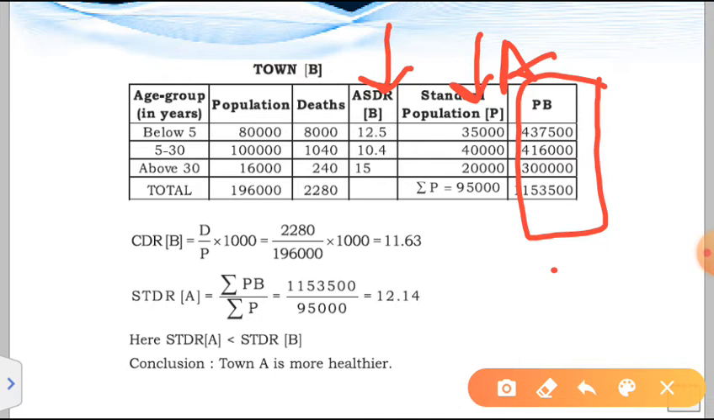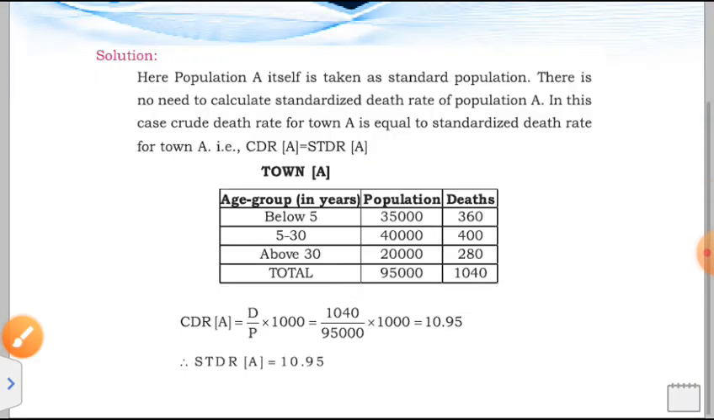Correct. So here we have calculated the CDR of A, and the STDR of B is summation of PB by summation of P. I think it's not correctly written over here. Actually what we are calculating is the STDR of B, because we are working on the B population. So it is summation of PB by summation of P, which is 12.4, and earlier we obtained 11.6. So let's go back and see if it is the same thing.